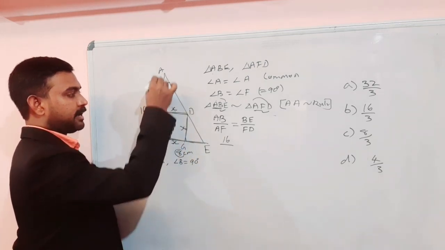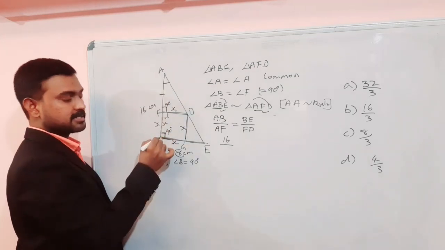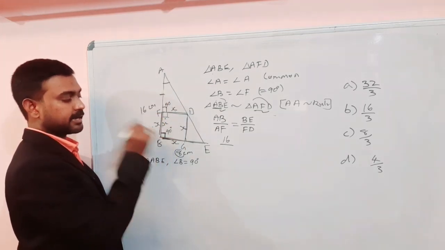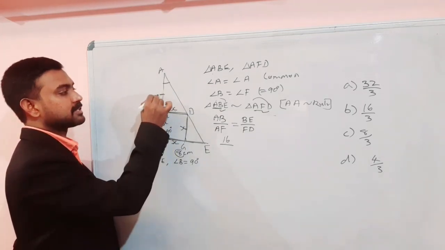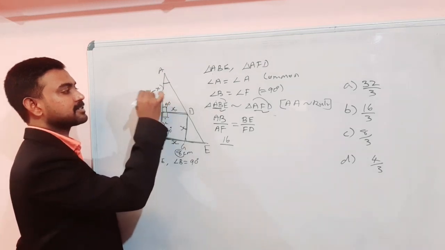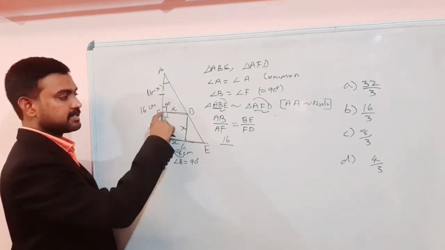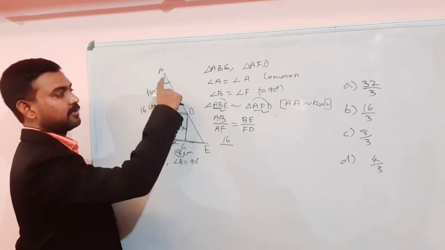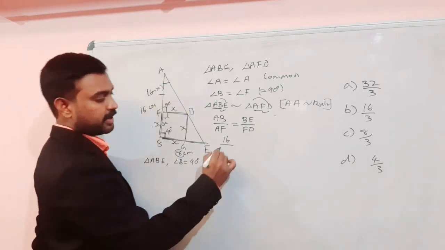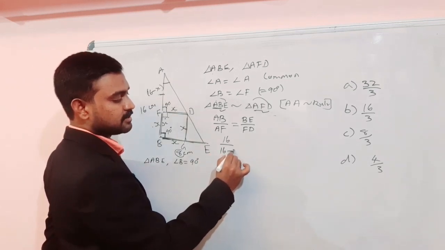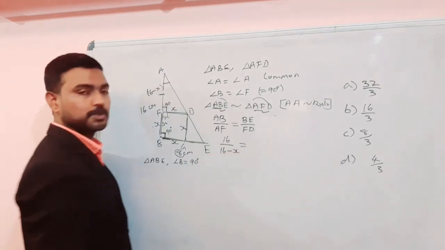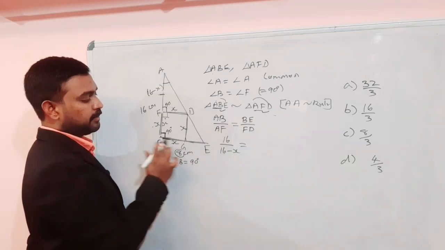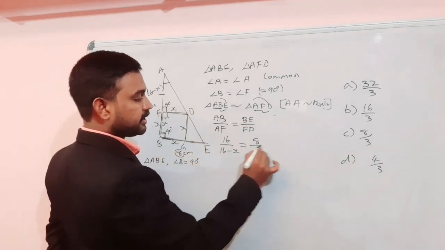So this AB, total length 16, and this BF is x. So what will be this length? This will be 16 minus x. Total 16, this is x. So x subtracted from 16, we will get this AF. So instead of AF, we can write 16 minus x, which is equal to, what is BE? BE is 8. So we can write here 8.